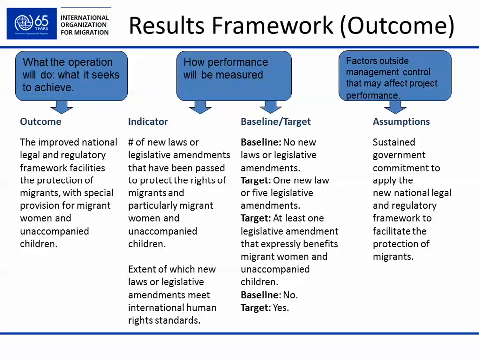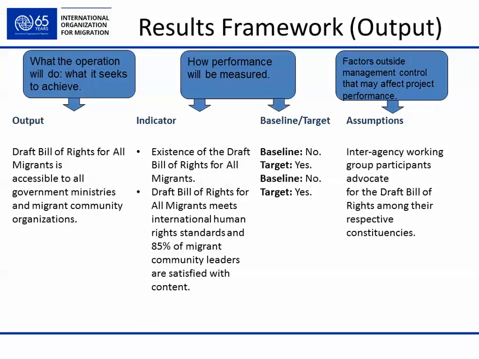Factors outside management control that may affect project performance: these are assumptions. Sustained government commitment to apply the new national legal and regulatory framework to facilitate the protection of migrants. So without government commitment, we won't be able to achieve our outcome. This is important. Results framework example for output.